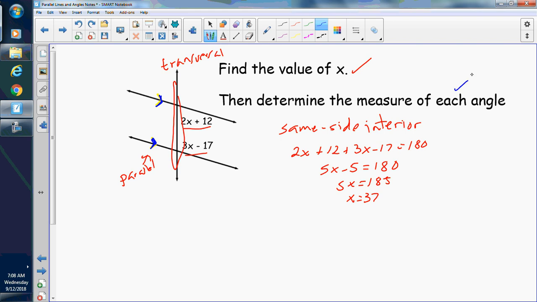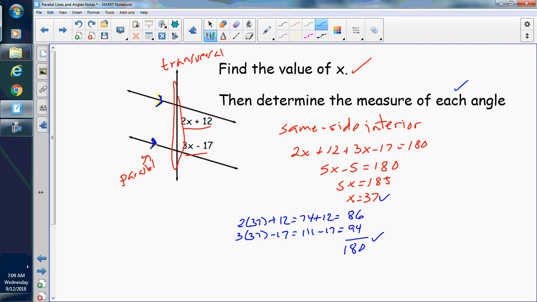Now we have to find the measure of each angle. So 2 times 37 plus 12 would be 74 plus 12. That would be 86. And 3 times 37 minus 17 equals 111 minus 17, which would be 94. And those two do add up to make 180. So the 37 checks out for us.